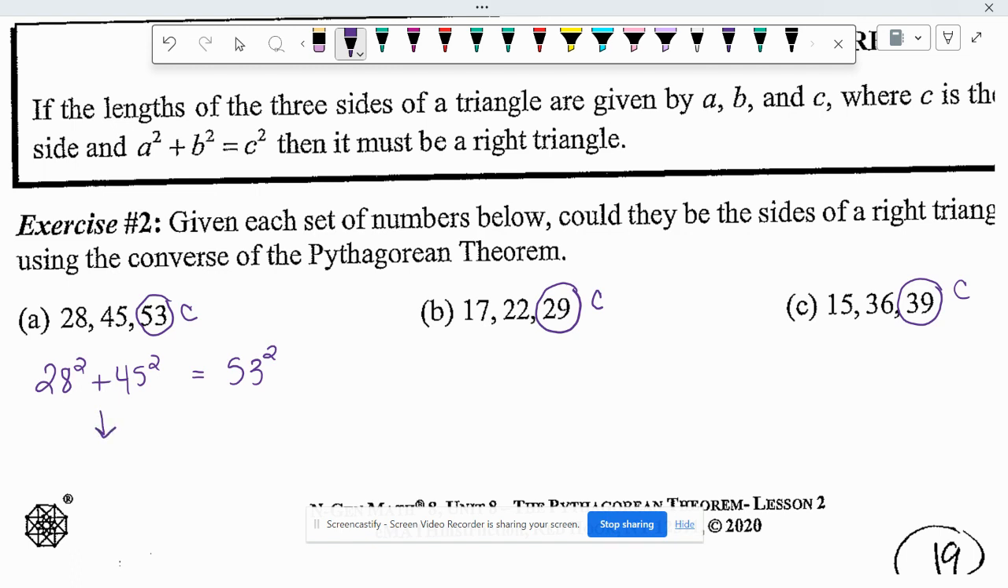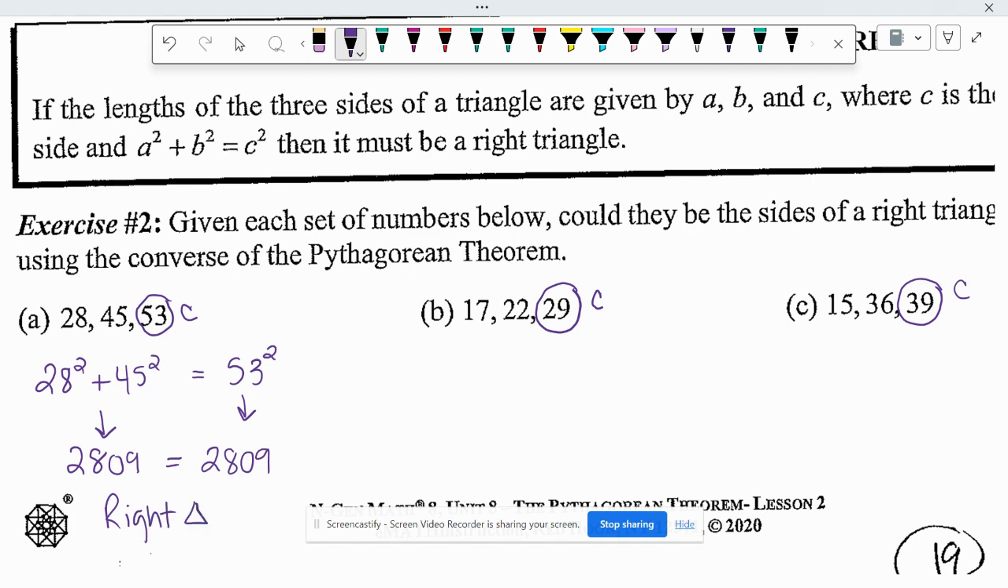I just do that all at one time. What is it? 2,809. And then I figure out what 53 squared is. 2,809. So is this a right triangle? Yes, this is a right triangle.